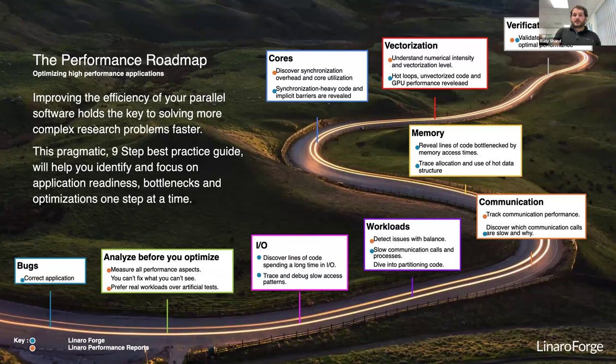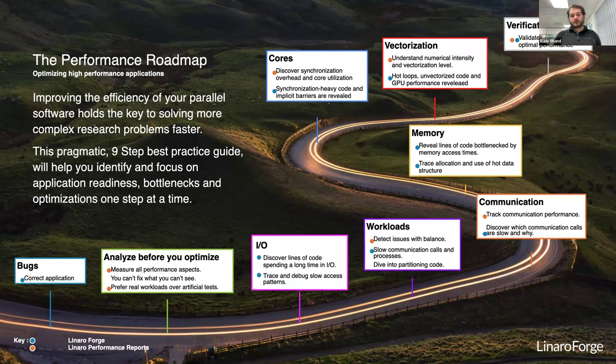So where I'd like to start is the performance roadmap. We talked about DDT, and that looks at bugs, because it's pointless running your application if at the end of it you're going to get the incorrect result, or it runs for a couple of days and then segfaults. So the very first stage for performance is looking at bugs and making sure things are correct.